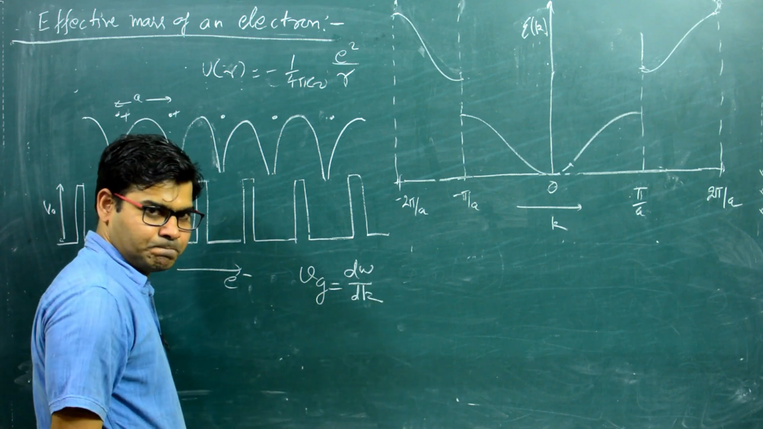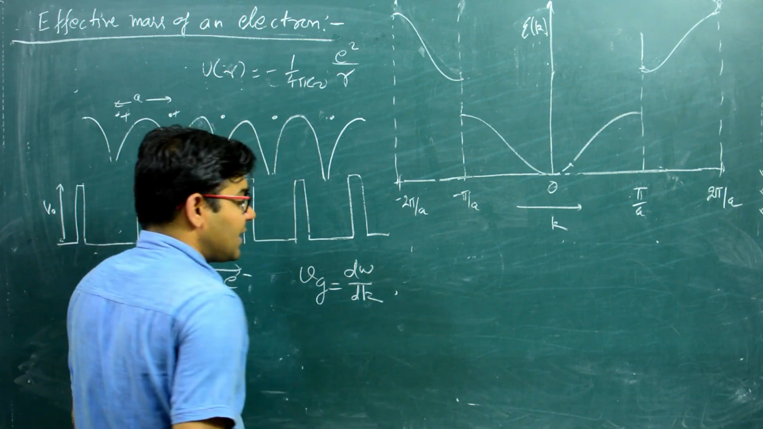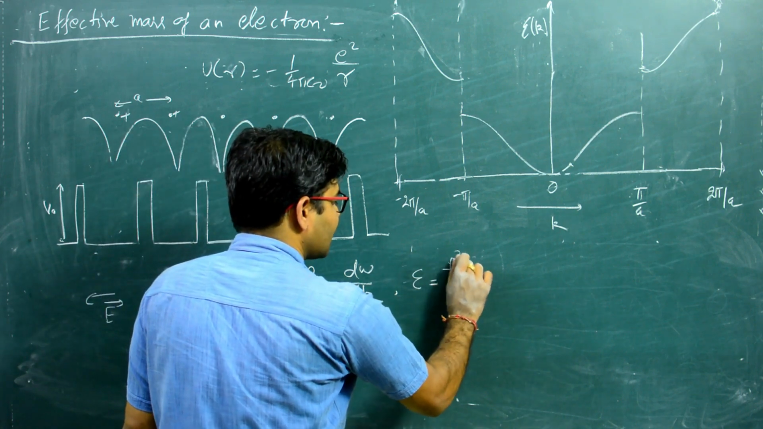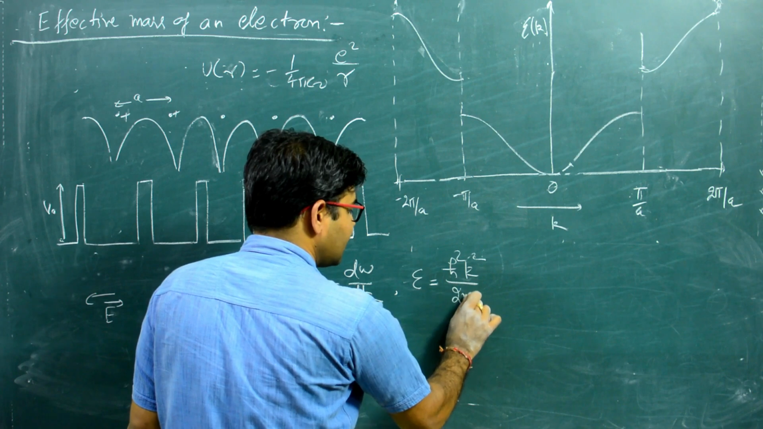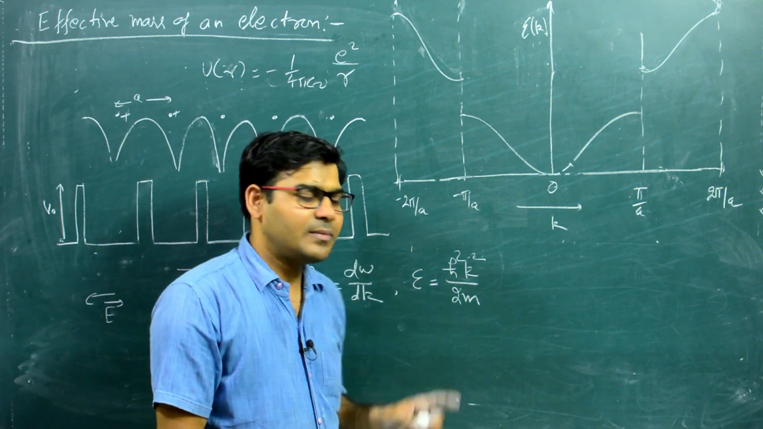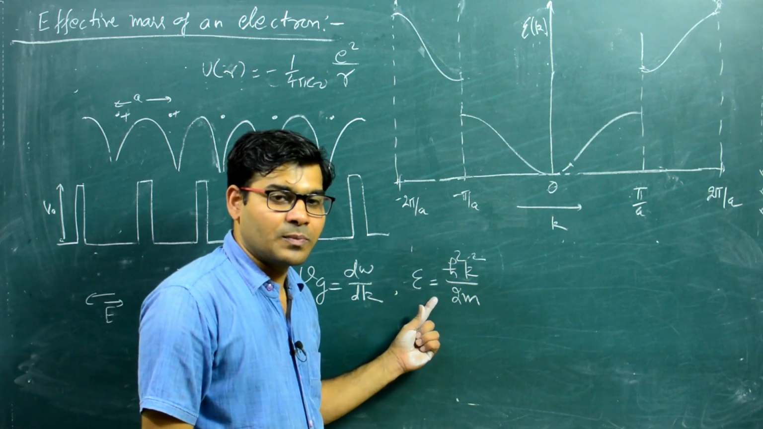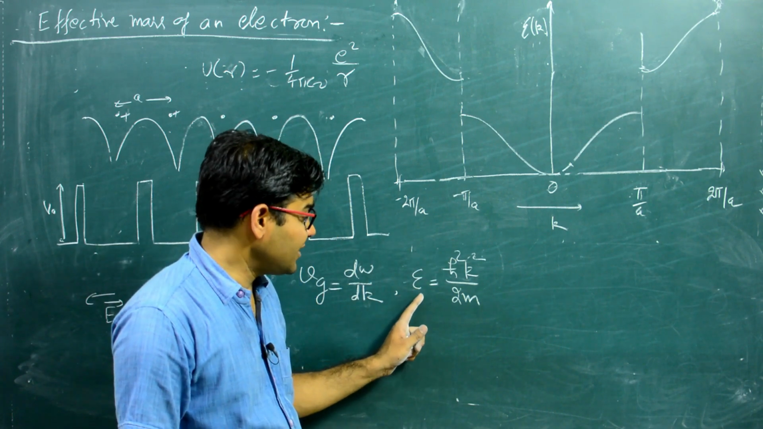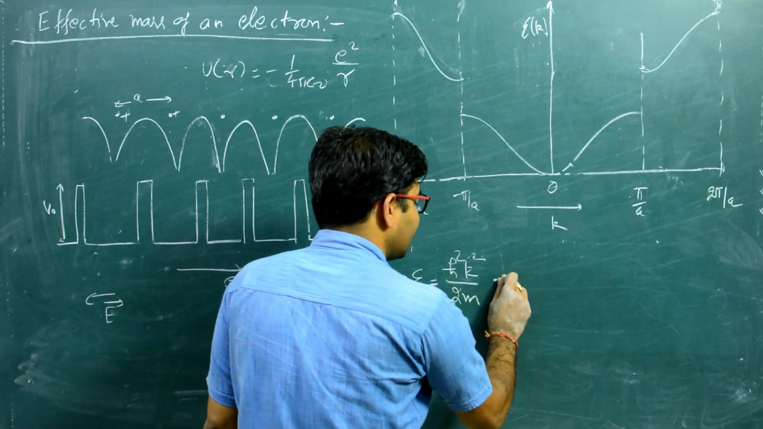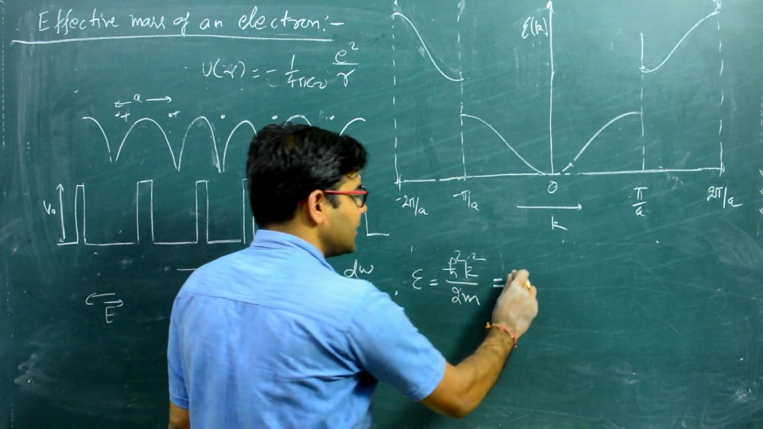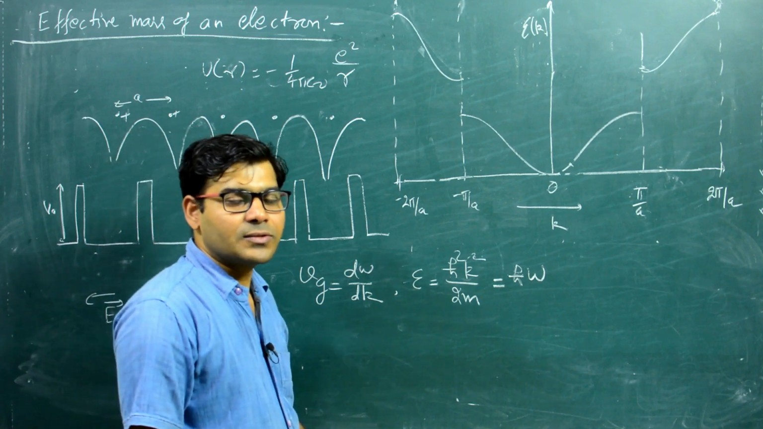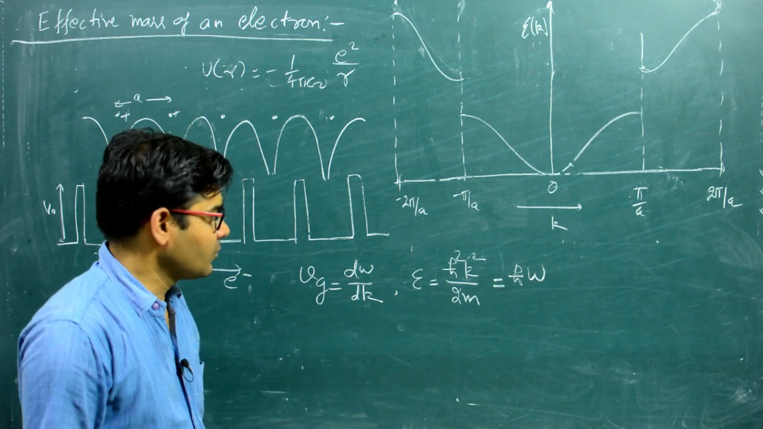And we know the energy of a free electron. The energy of a free electron, epsilon, is equal to h cross k square by 2m, where m is the usual mass of the electron. P equal to h cross k is the momentum, and epsilon equal to p square by 2m essentially. We also know that there is another formula given by de Broglie for the energy of a free particle: for a free electron, epsilon equals h cross omega.